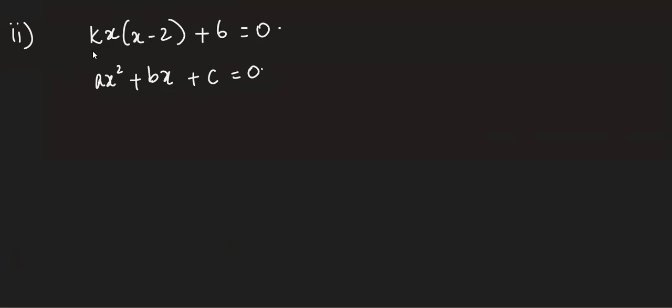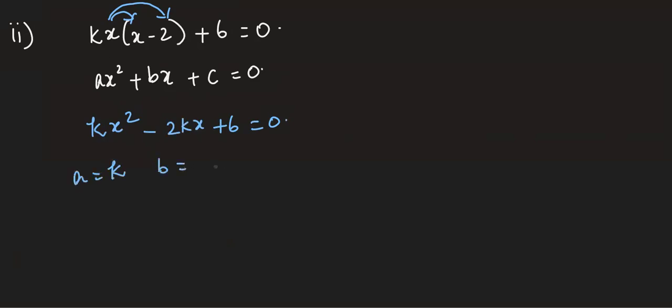Now how do I remove the brackets? Basically this is kx into x, so that will become kx square. Then again kx into minus 2 will become minus 2kx plus 6 is equal to 0. Now if you see here, a value is equal to k, b value is equal to minus 2k, and c value is equal to positive 6.